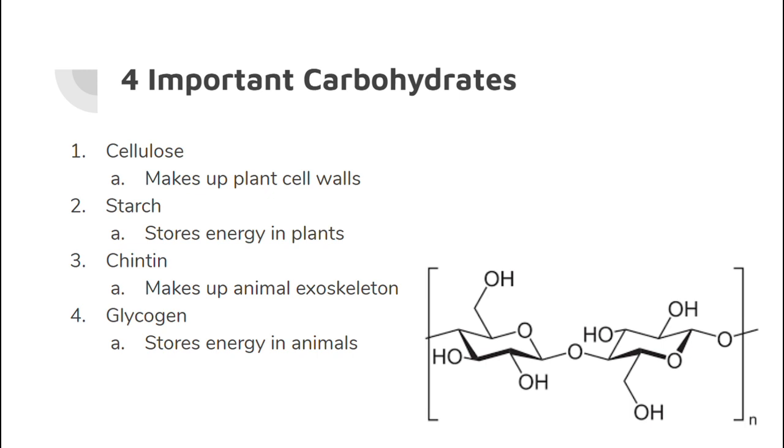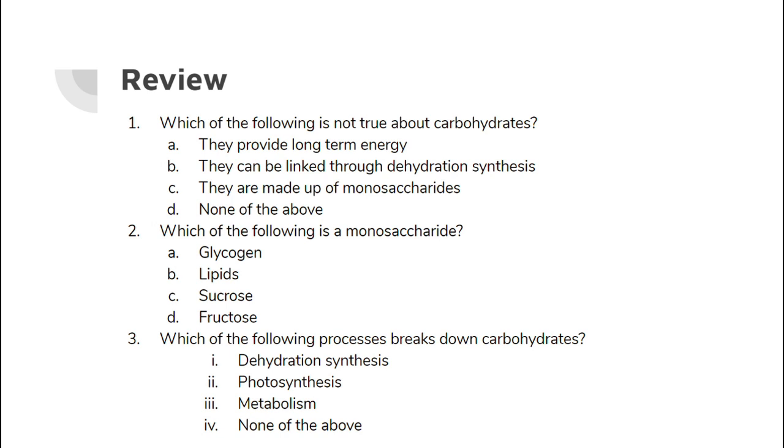So there are four important carbohydrates that you should know. The first one is cellulose, and this makes up plant cell walls. And then we have starch, which stores energy in plants. Third, we have chitin, which makes up animal exoskeleton, and glycogen, which stores energy in animals. So cellulose is basically the same thing as chitin in animals. Starch is equivalent to glycogen in animals.